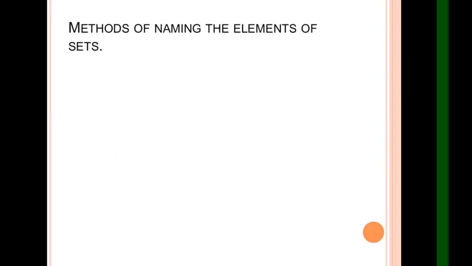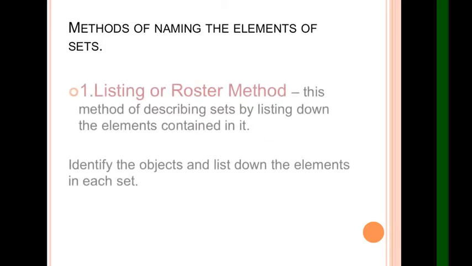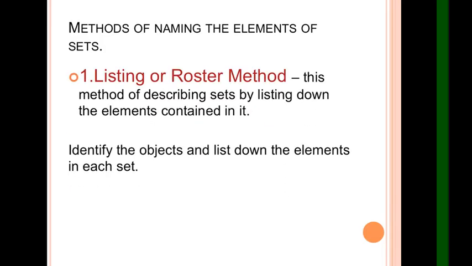There are different methods to name a set. First, the listing or roster method. This method describes sets by listing down the elements contained in it. So identify the object and list down the elements in each set.